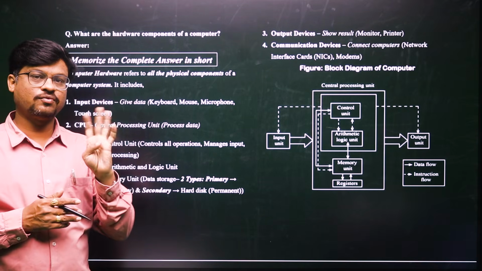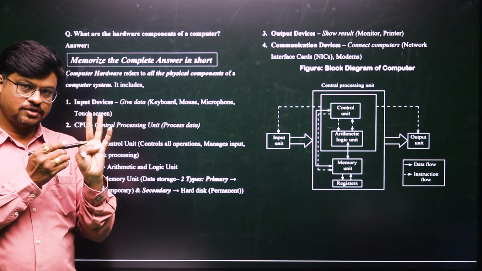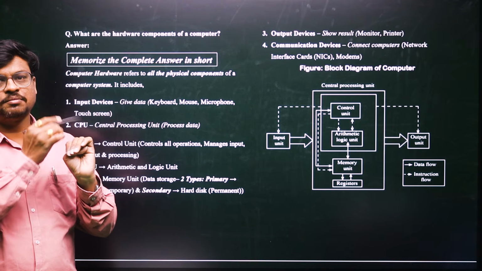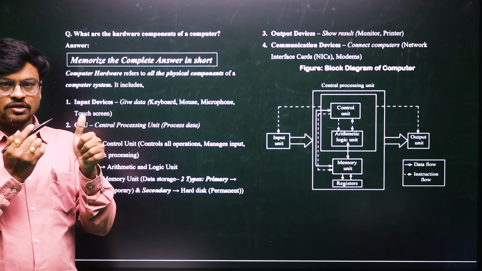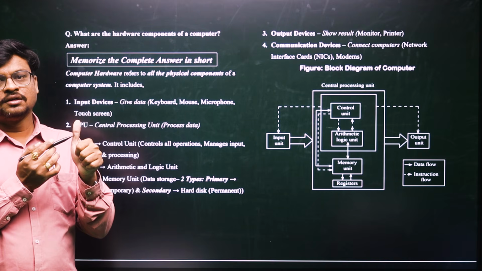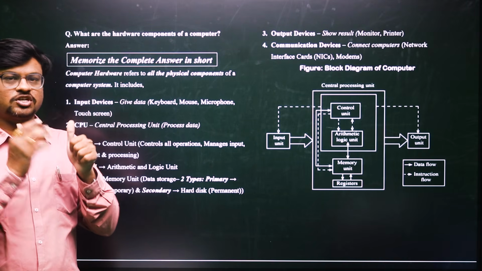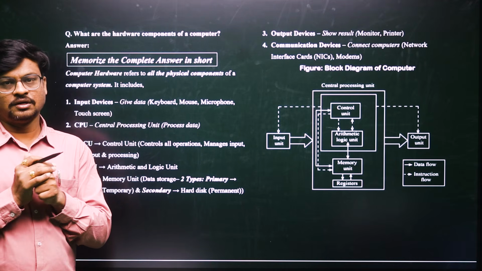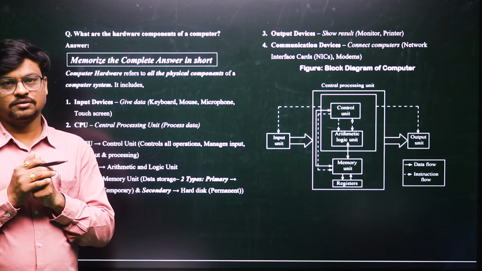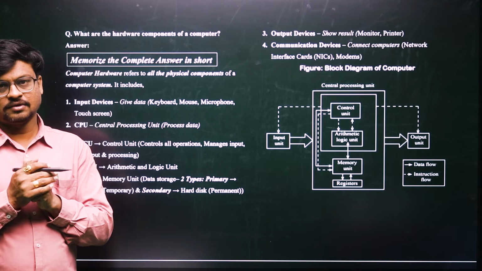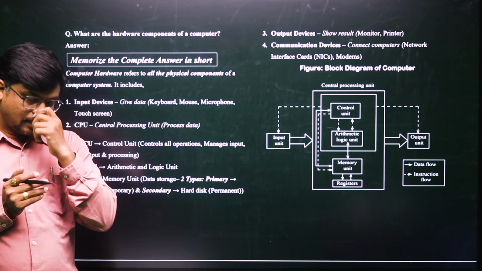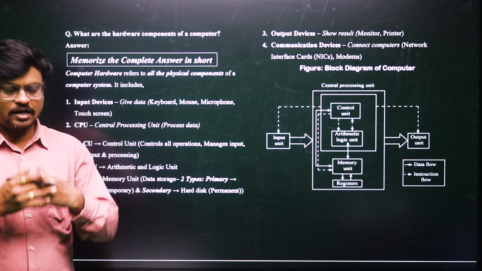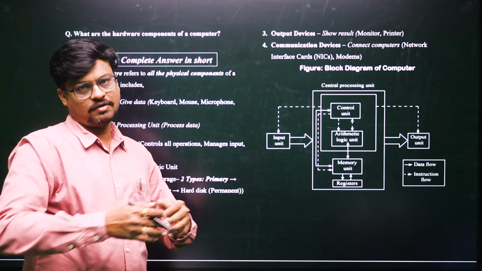Okay, to summarize everything, what are the hardware components of a computer? We have basically four hardware components: input units, CPU, output units, and communication devices. The input units are the physical devices which capture the information from the user and give it to the CPU for processing, like keyboard, mouse, scanners, microphones. In the CPU, the central processing unit, we process the data, we store the data, and we transfer the data to the output devices.